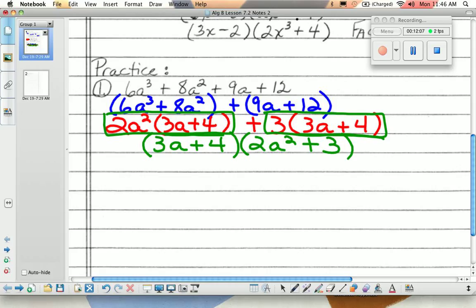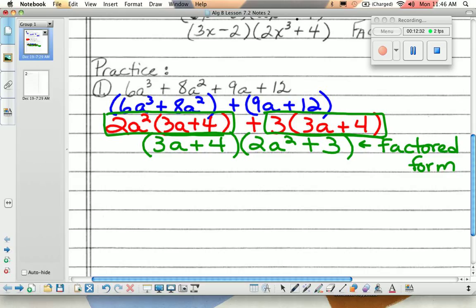So this right here is called factored form. I want you to put this in your notes. This is what we were trying to get to. So that whole 3a plus 4 times 2a squared plus 3 is the whole factored form. That's our answer. This is easier than the stuff we did before.